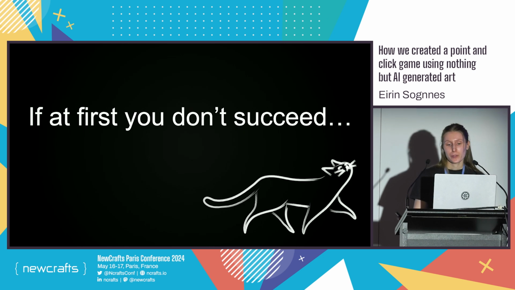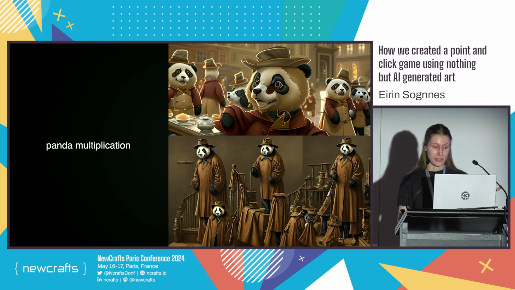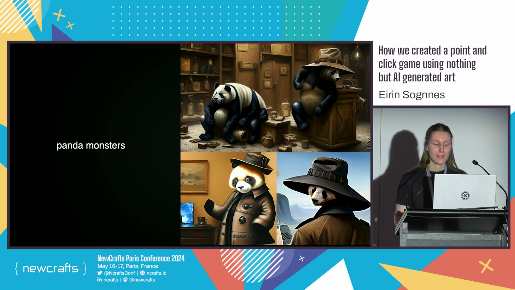And I'm going to show you a demo as well, but before that, I want to show you some of our bad results, because we had a lot of them. For example, we had this panda multiplication issue, and that is partly because of the aspect ratio. So when we extended it too much, without considering what it was trained on, we got like multiplication of everything. We also had some panda monsters in the early days of this game.